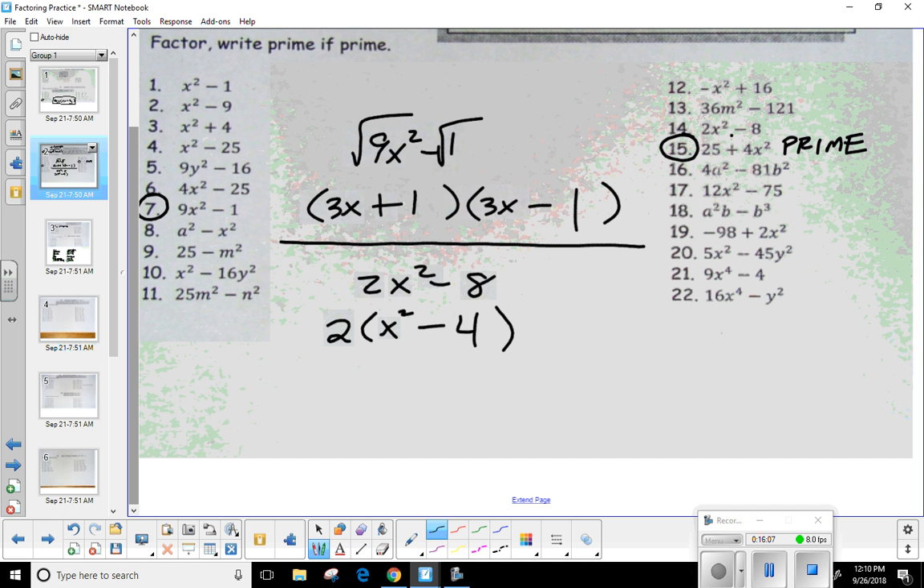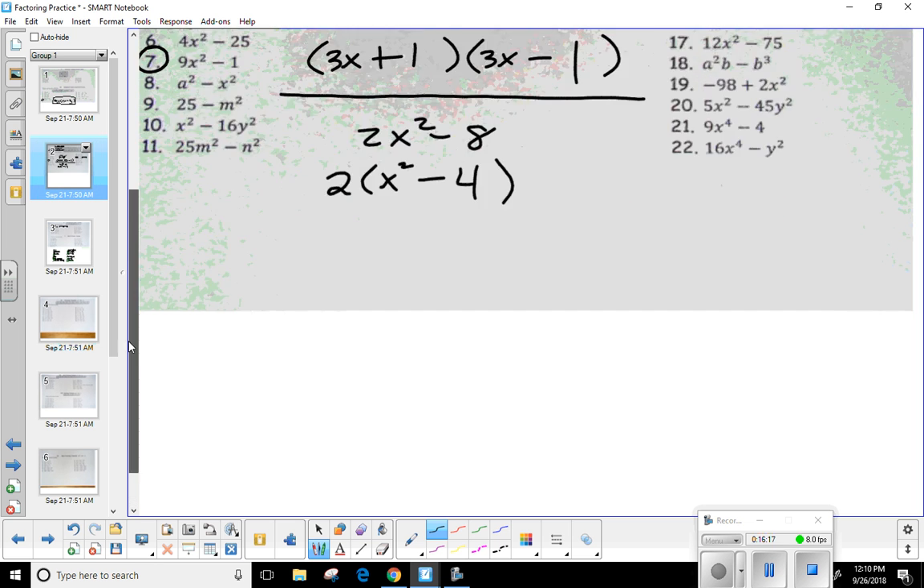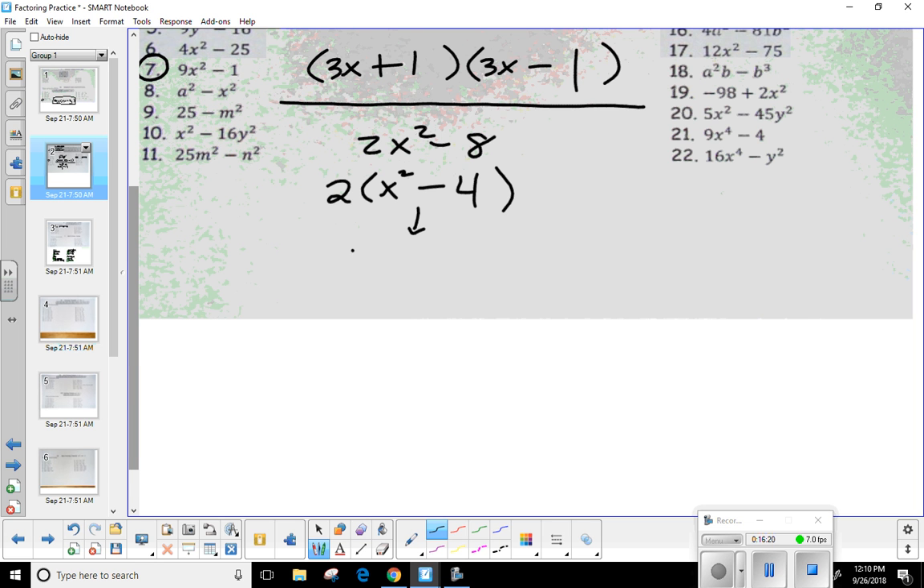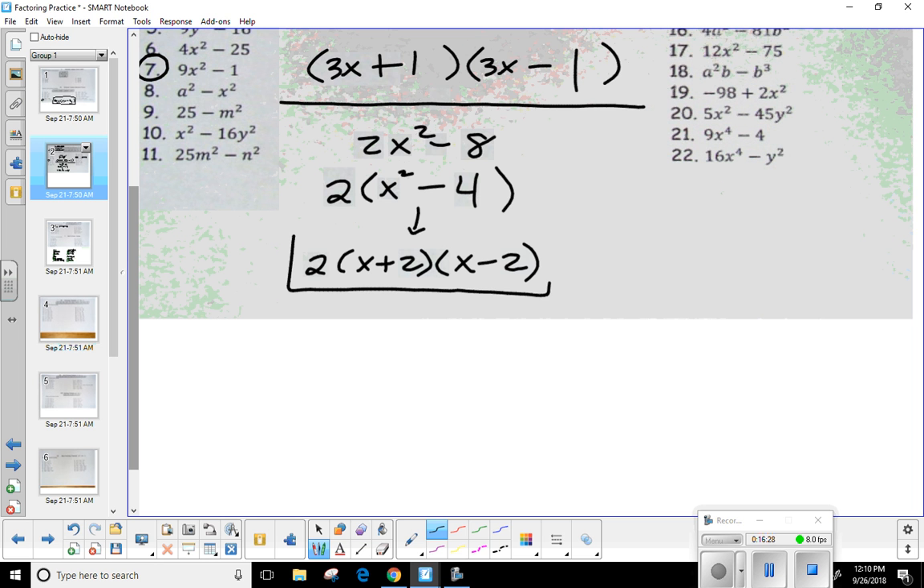Now, we were able to pull out a GCF here, but let's take a look at what's left. Is there any way I could factor that again? There you go. X squared minus 4 is a difference of squares, yes. So this guy here, just as Nathaniel said, x plus 2, x minus 2, and I'm forgetting something. Yeah, don't forget about that 2 we originally pulled out.